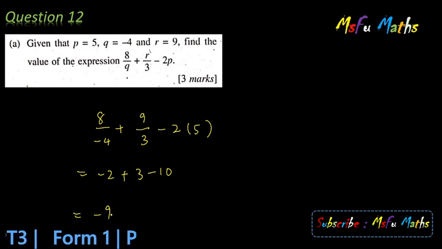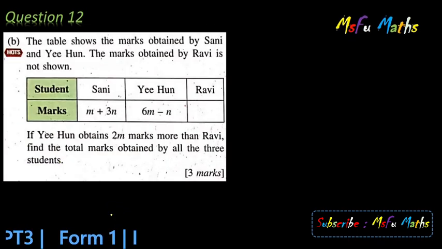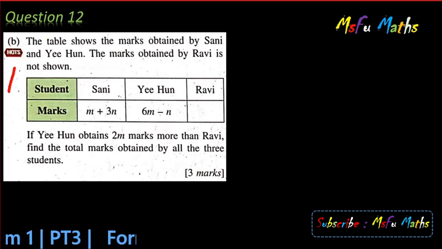-2, 3, -2 plus 3 minus 10. Okay, yeah. Okay, that's how you do. Okay, move on to the next one. Okay, this one hot question. Let's see whether it's really hot question or not.